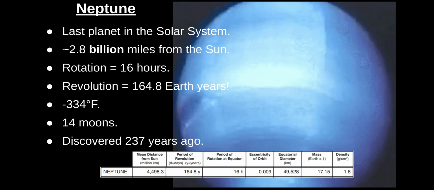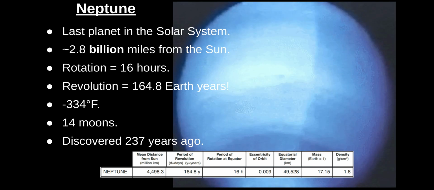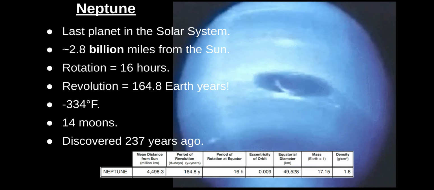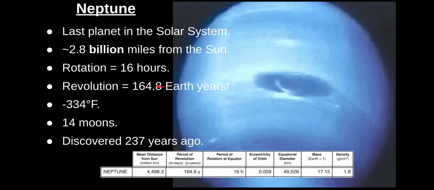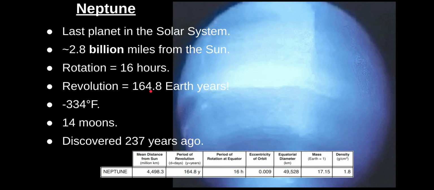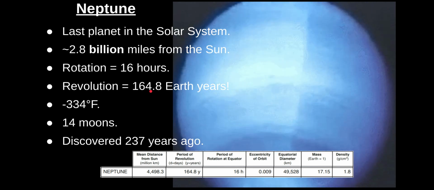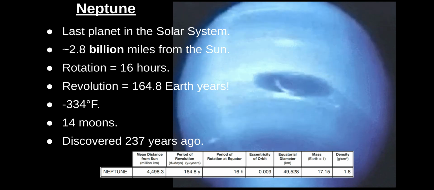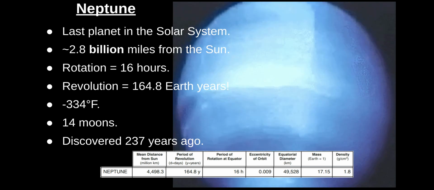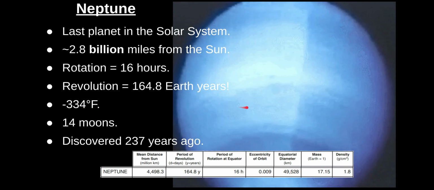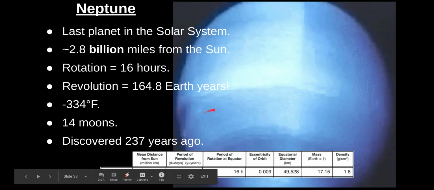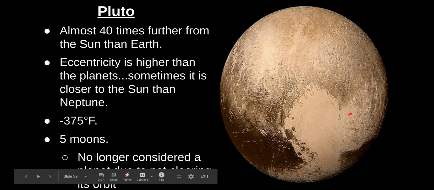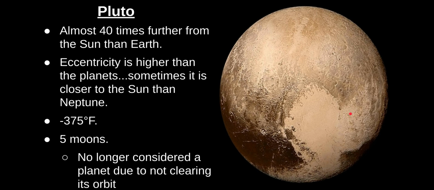The last planet in our solar system is Neptune. It is very, very big. It is very, very cold. And it takes a long time to make its trip around the sun. Its revolution takes 164 years on Earth to get around the sun one time. So it's really far out there, which is why its temperature is so cold. You can see it also has one of those crazy cyclonic storms, right? The Great Blue Spot.